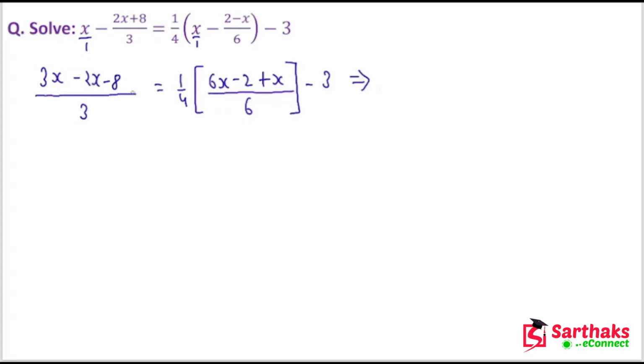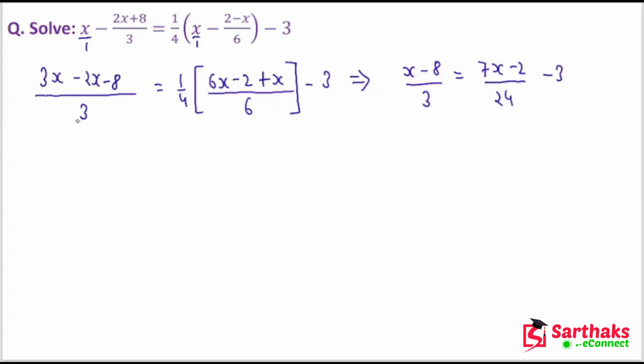Solving it, we will get 3x minus 2x, that is x, minus 8, that is (x minus 8) whole upon 3 is equal to, now what is this 1 by 4 and 6? It will become 1 by 24, right? 6x plus x is equal to, firstly we can solve the numerator, it will be 7x minus 2, and 1 upon 4 into this 6, we will get 6 into 4, 24, and here we have minus 3, right? So we can now multiply both the sides by 24, because 3 is also a factor of 24. Okay, so it will remove these denominators.